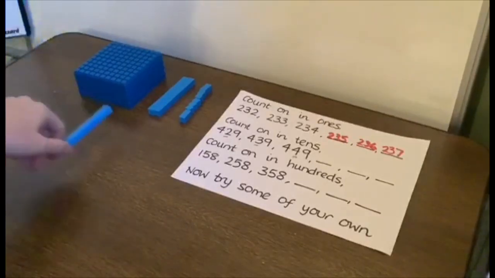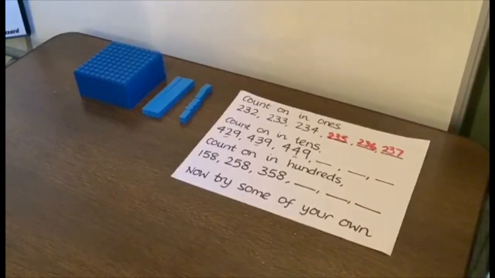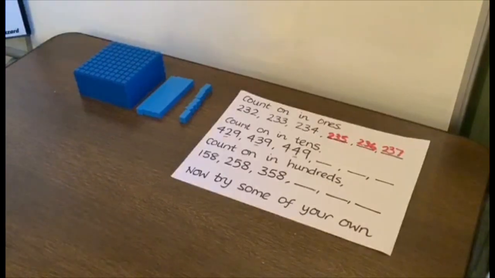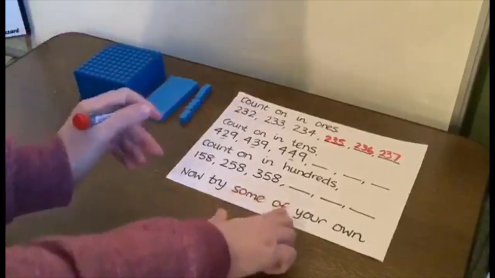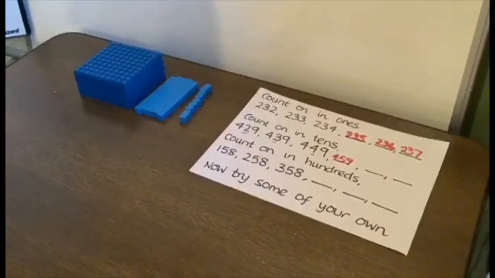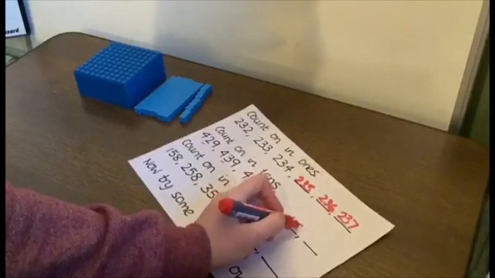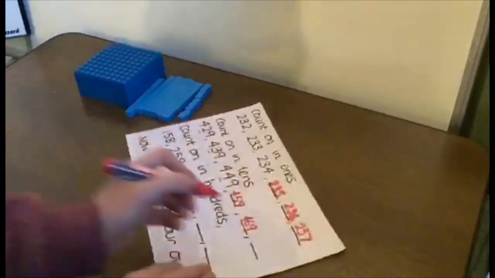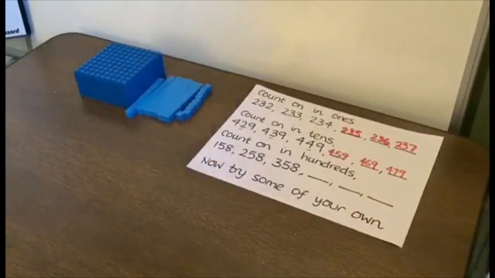429. Another 10 would be 439. 3 lots of tens. Another 10 makes it 4 lots of tens. So we have 449. Another 10 makes it 5 lots of tens, so 459. Another 10 would make it 6 lots of tens, so we have 469. Another 10 makes it 7 lots of tens, so 479. I hope you're doing well so far.